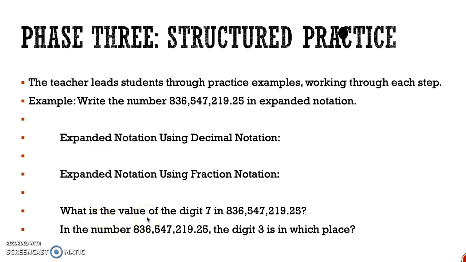Well, what place value is the 7 in? We've already put it in a place value chart. We find 7, and 7 is here in the thousands place, so the value is 7,000. And then here we have in the number 836,547,219 and 25 hundredths. The digit 3 is in which place? Well, we will already have it in a place value chart, so all I have to do is find 3, and I see that it is in the 10 millionth place.